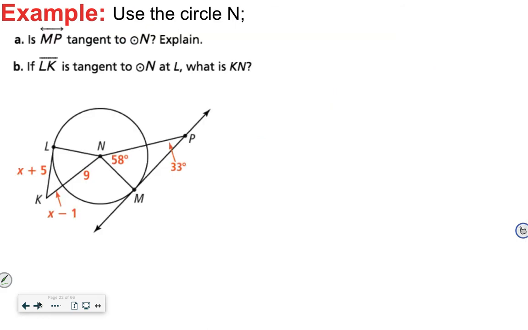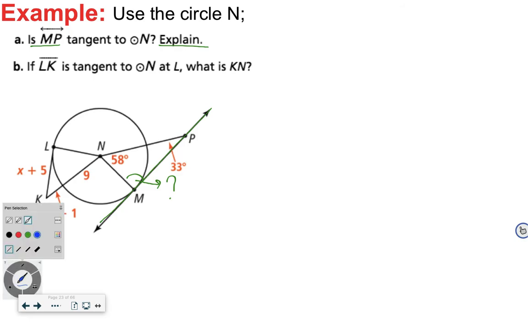Next one. Use the circle N. There are two parts in this question. The first part is: is the segment MP tangent to the circle N or not? Explain. So remember that this is the first question. Is this line a tangent line or not? What we are going to do, we are going to find the measure of this angle. If this angle is 90 degrees, then we can say that yes, this is a tangent line.